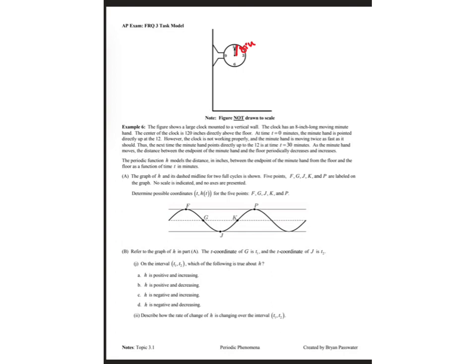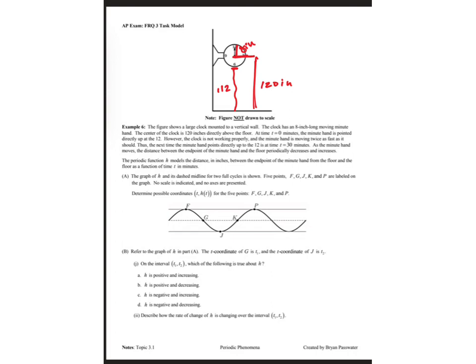Okay, the radius of your clock is 8 inches. The center of the clock is 120 inches directly above the floor. So the center of the clock is 120 inches from the floor. The bottom of the clock is 112. Okay, so the bottom of the clock, I like that. That means the bottom of the clock is 112 inches from the floor. Not necessarily because the hand doesn't go all the way to the end.